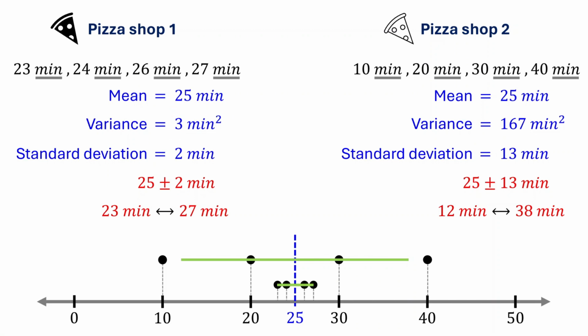This is where standard deviation comes in. Standard deviation is simply the square root of variance. Taking the square root brings the unit back to match the original data. In our example, that's why the standard deviation is measured in minutes, just like the delivery times, making it much easier to interpret. When we say the standard deviation is 2 minutes, it makes sense. It tells us delivery times typically vary by about 2 minutes from the mean, giving us a clear picture of the spread. That makes sense, right?